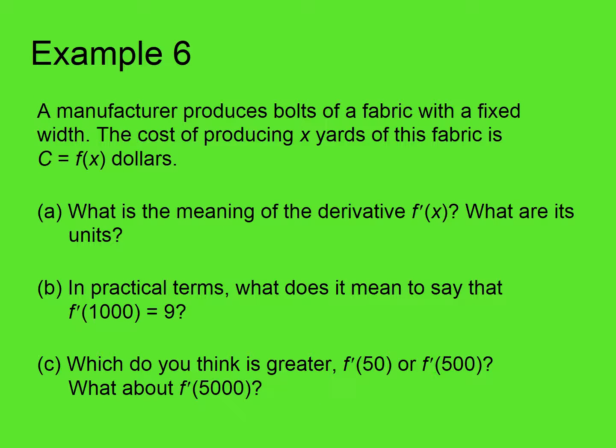A manufacturer produces bolts of a fabric with a fixed width. The cost of producing x yards, okay, so now we just want to keep this in terms of one dimension, yards. We don't want to think about length times width. We're just thinking about length, x yards of this fabric, C equals f of x. So here are a couple of questions in this example. What is the meaning of the derivative f prime of x, and what are its units?